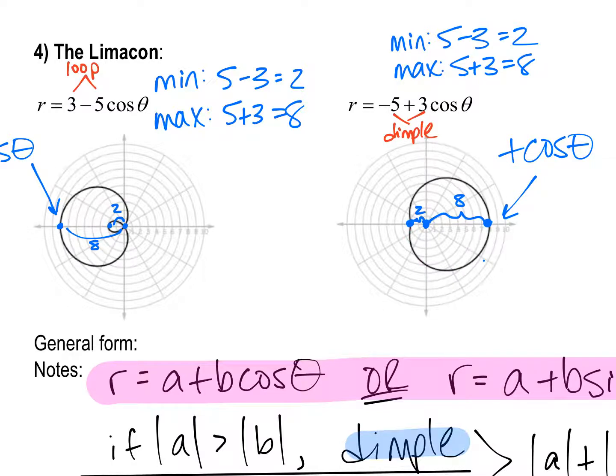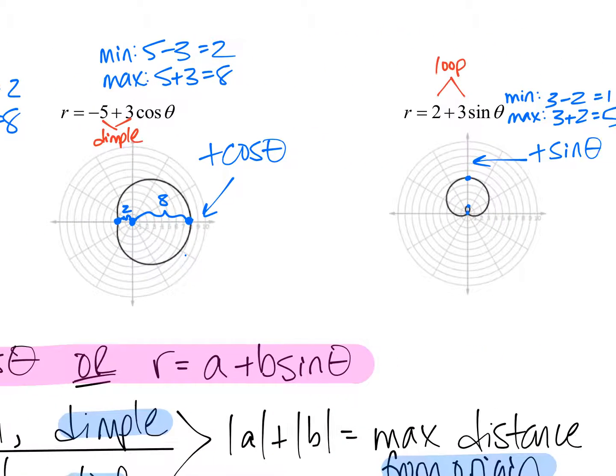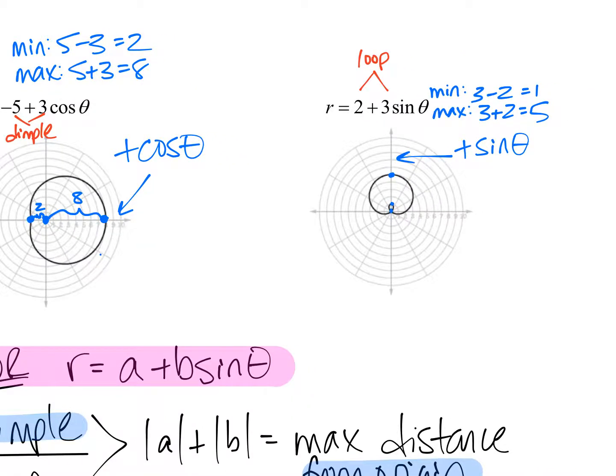Okay? The last one in this section that we talked about was this one, positive sine. So I know it's going this way. And 2 is a smaller number than 3, which is what makes it a loop. So come up with your min and your max. My min is 1, my max is 5. So I'm putting a dot on the origin and I'm going 1 on the inside. That's where I'm going to do my loop. And I'm going 5 in the same direction. And then you just have to make your heart with a little loop in the middle.